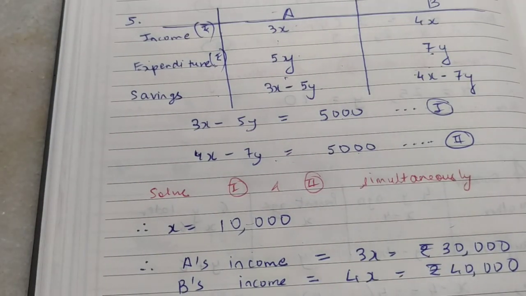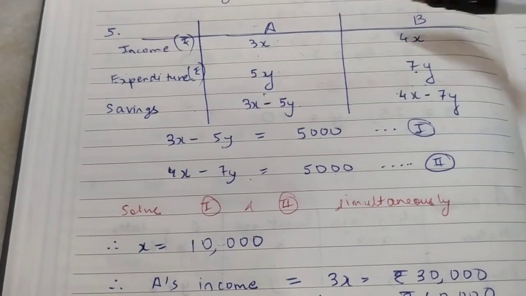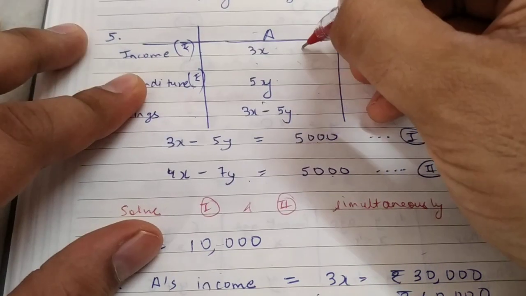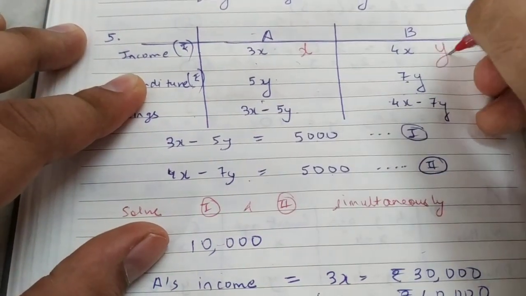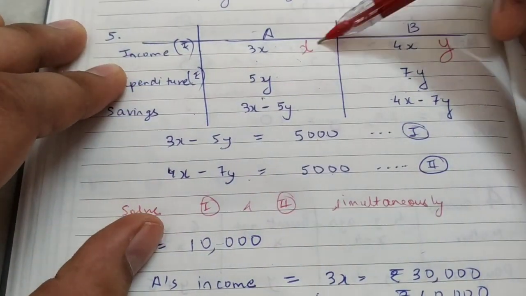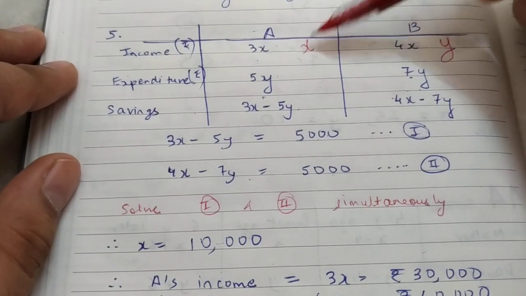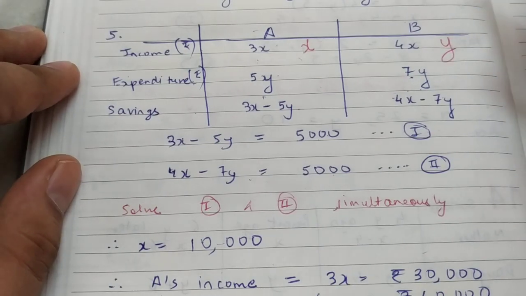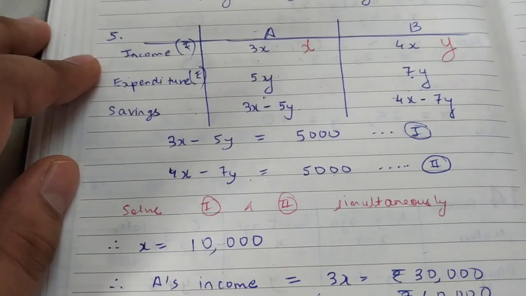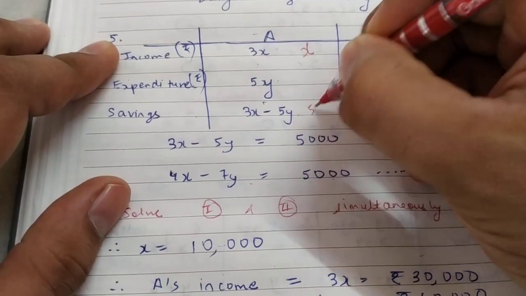Now the other method would be to assume the income of A and B as X and Y. Since that is what is asked in the question, we can start with assuming their values. And the savings are 5,000 each.